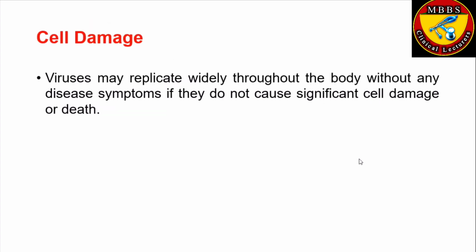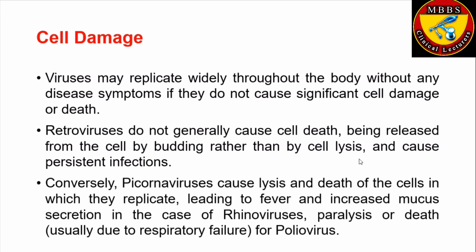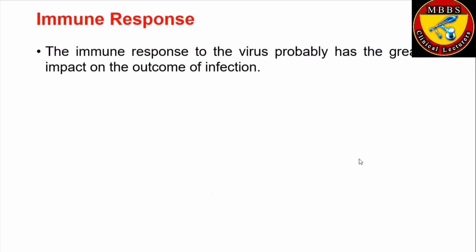Cell damage: viruses may replicate widely throughout the body without any disease symptoms if they do not cause significant cell damage or death. Retroviruses do not generally cause cell death, being released from the cell by budding rather than cell lysis, and cause persistent infections. Conversely, some viruses cause lysis and death of the cells in which they replicate, leading to fever and increased mucus secretion in the case of rhinoviruses, and paralysis or death, usually due to respiratory failure, for poliovirus.